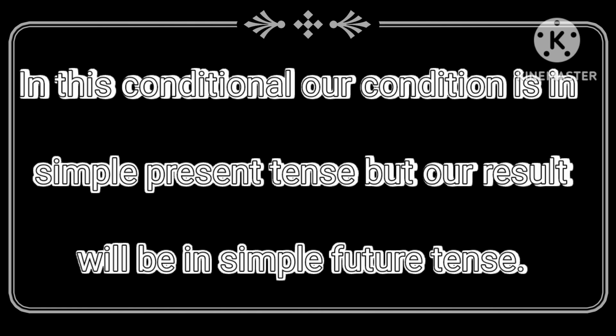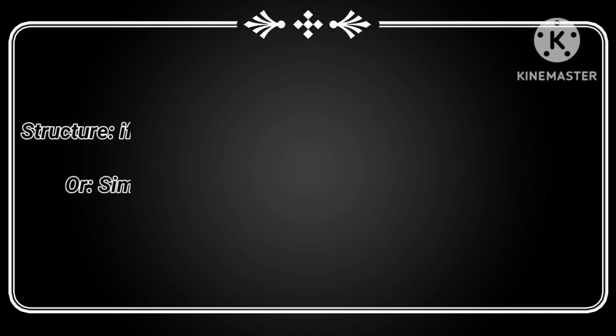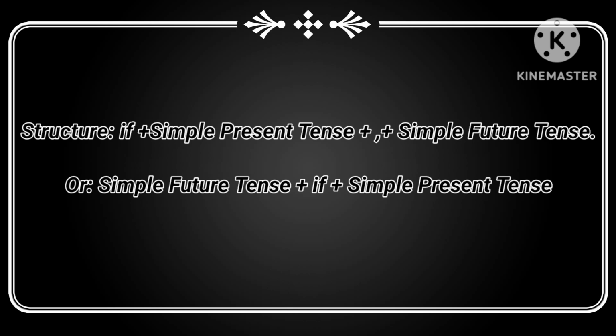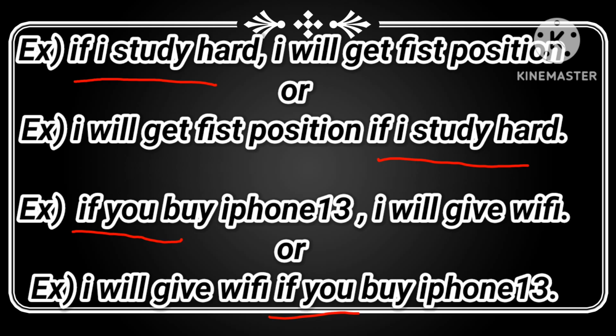Let's come to the structure of first conditional class. We have two kinds of structure. We use if while we use a condition, but our condition is in simple present tense, like if plus simple present tense, then comma, then our result will be in simple future. Or you also can change the place of this structure. You bring the result at the beginning, simple future tense, then you use if, after that you use the condition. Got it, student?